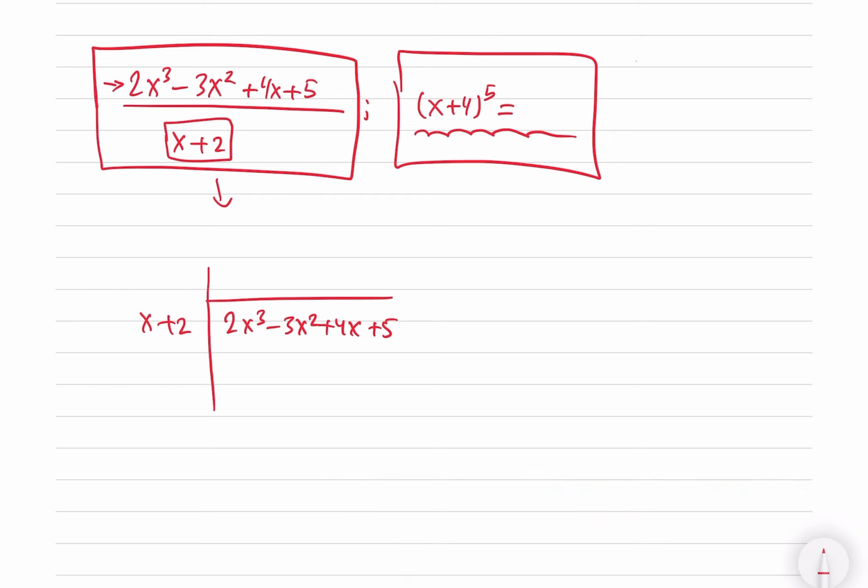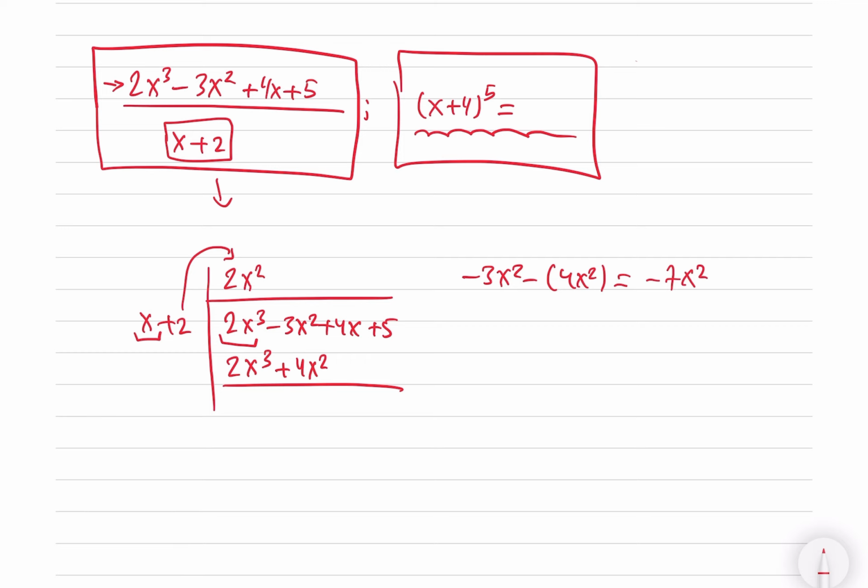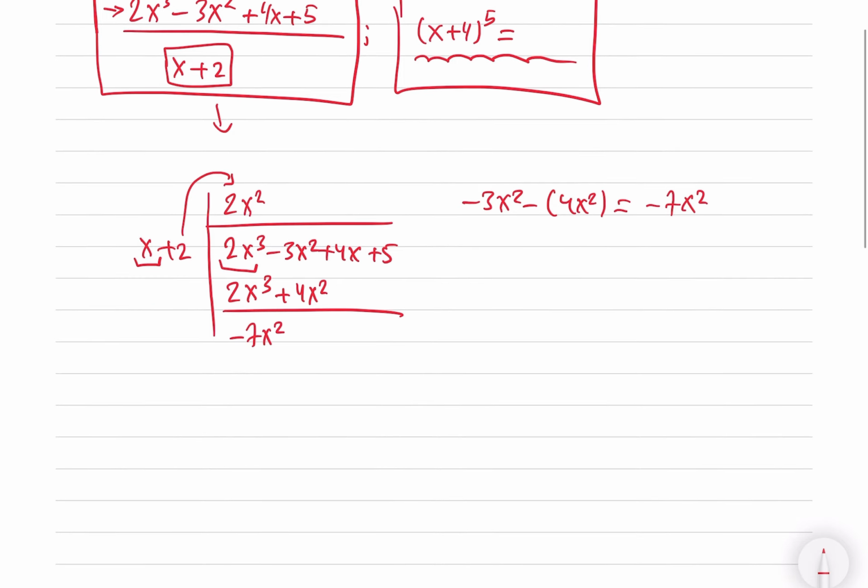Now, how do we start dividing this? Well, we have 2x cubed, right? And we have x. What number do I multiply by x gives me 2x cubed? If I multiply x by 2x squared, I do get 2x cubed. And then you multiply 2 by 2x squared, what are you left with? You're left with 4x squared. Now you simply subtract them. So 2x cubed minus 2x cubed is 0. Negative 3x squared minus 4x squared is simply equal to negative 7x squared. You write that down, and then you simply write what's left, which is 4x plus 5.